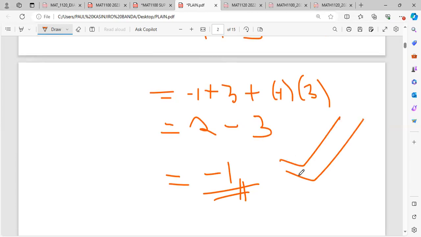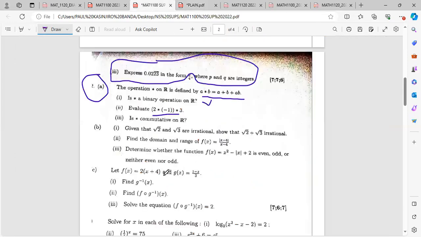So if you have any question, feel free to ask. Then I'll go to the third one, where they're saying, prove that this operation here is commutative. Prove that that operation is commutative.